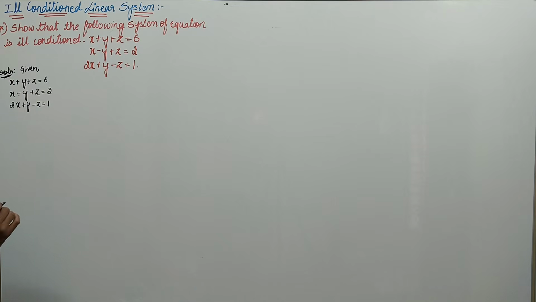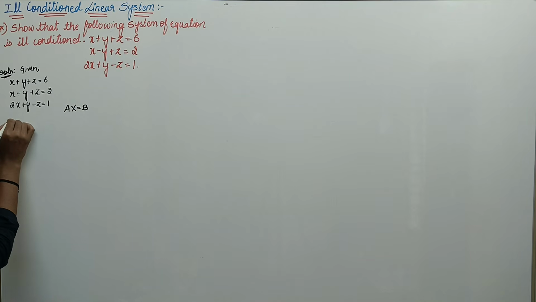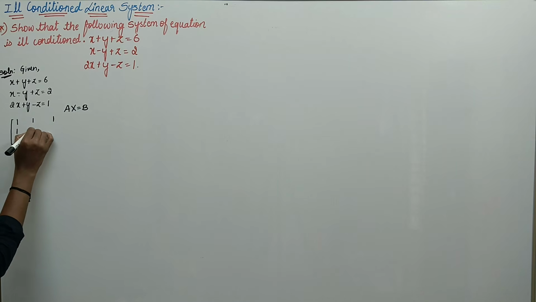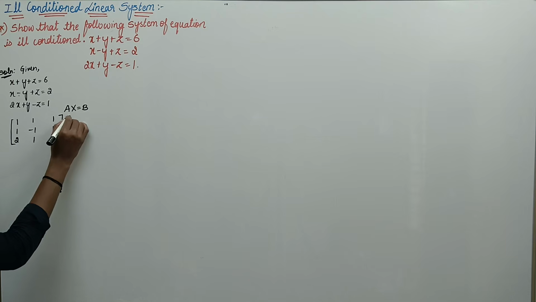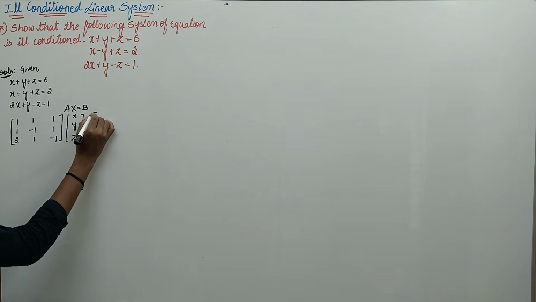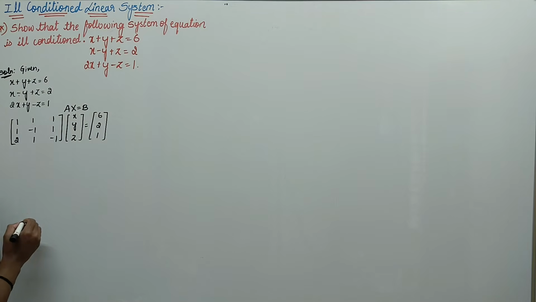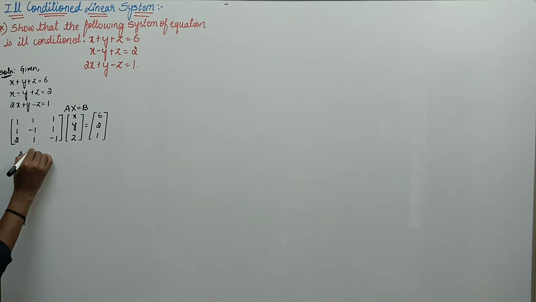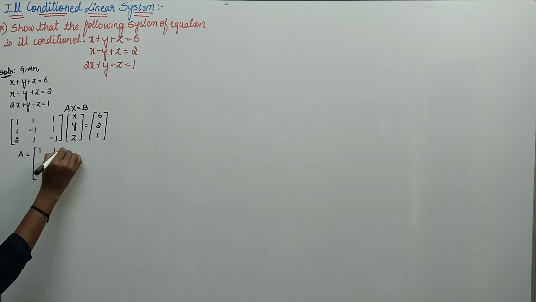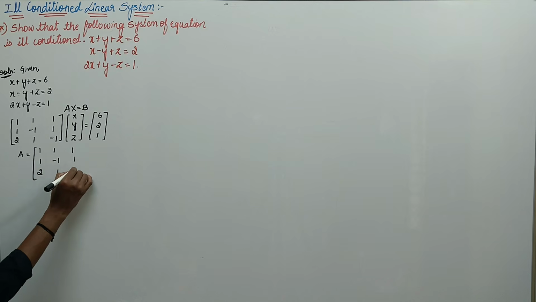Now represent this linear equation in the form of AX equal to B, where A represents the coefficients, that is 1, 1, 1, 1, minus 1, 1, 2, 1, minus 1, X represents x, y, z, and B represents the constants, that is 6, 2, 1. Done. Now consider A as the matrix 1, 1, 1, 1, minus 1, 1, 2, 1, minus 1.